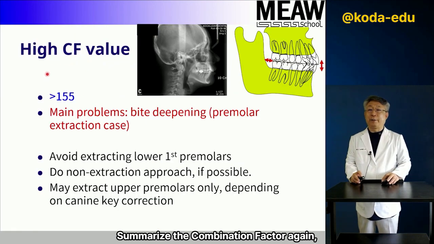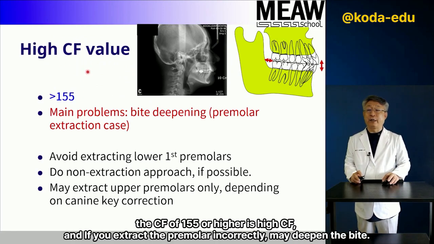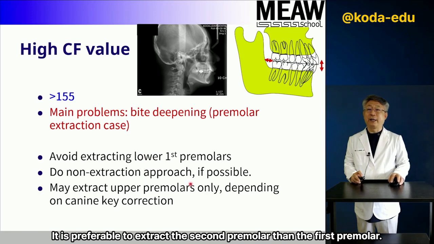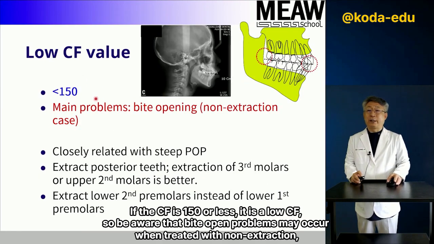Let me summarize the combination factor again. A CF of 155 or higher is a high CF, and if you extract the premolar incorrectly, it may deepen the bite. If possible, it is recommended to treat it with non-extraction. It is preferable to extract the second premolar rather than the first premolar. If the CF is 150 or less, it is a low CF, so be aware that bite open problems may occur when treated with non-extraction.